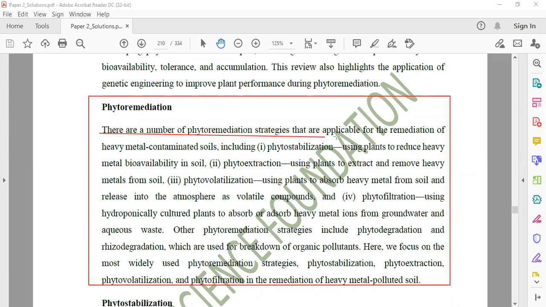There are a number of phytoremediation strategies applicable for the remediation of heavy metal contaminated soil, like phytostabilization, using a plant to reduce heavy metals bioavailability, where it stabilizes them.